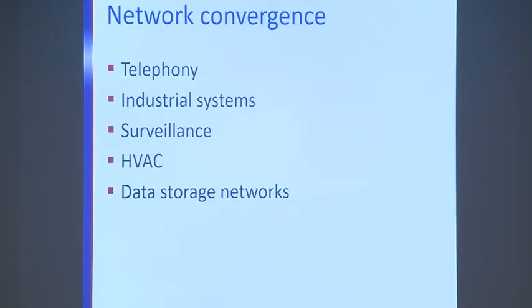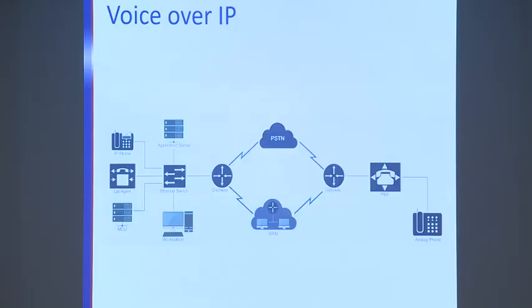As we take a look at network convergence, it says that we are going to combine things together. So we want to combine our data and our telephony. So voice, video, and data all together. Many of our industrial systems are going to be converged networks. We're going to take a look at some surveillance, HVAC, and some data storage. So let's begin with voice over IP.